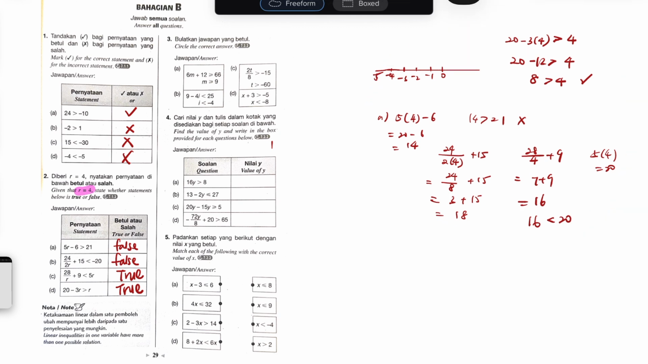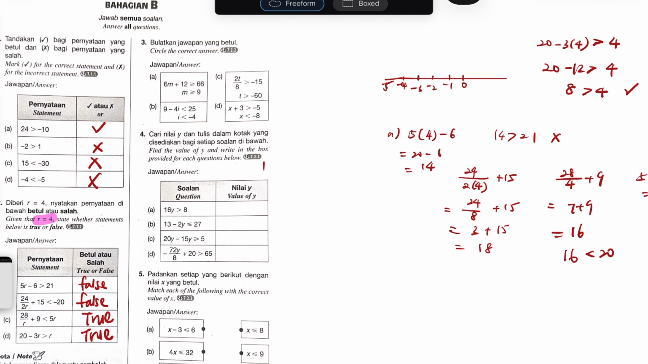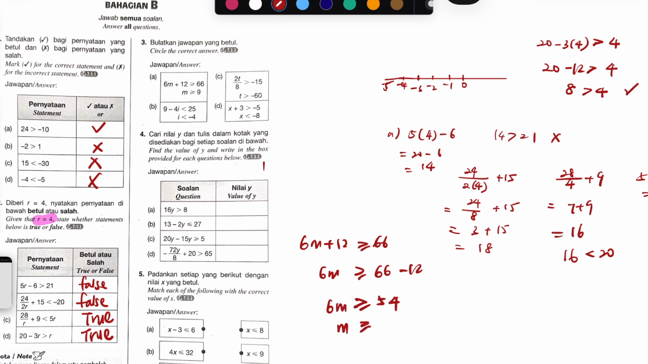Okay, for number 3, it is matching. We're matching, or circling the correct answer. Circle or matching, this one, number 3. All right, then let's check which answer is correct. Okay, look at the A. For A, we have to do the calculation. 6m plus 12 greater than 66. So 6m is greater than 66 minus 12, which is 54. So m is greater than or equal to 9. All right, so this is correct.